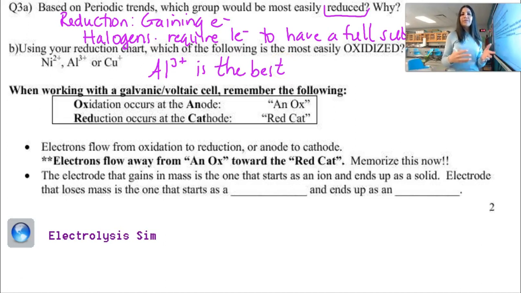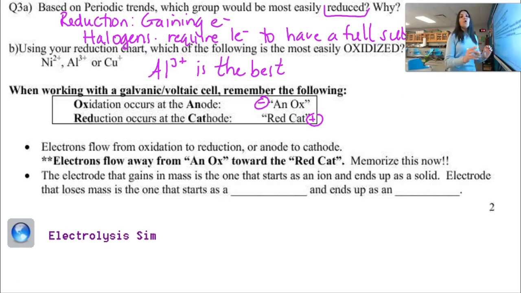We talked about when we're working with the galvanic cell, also called the voltaic cell, oxidation is at the anode, an ox, and reduction is at the cathode, red cat. I always like to do this again. So this is our minus, this is our plus, unless you're with an electrolytic cell, then it's backwards. Electrons flow from oxidation to reduction. They always flow from an ox towards the red cat. And the electrode that gains in mass is the one that starts as an ion and ends up as a solid. The electrode that loses mass, this is important.